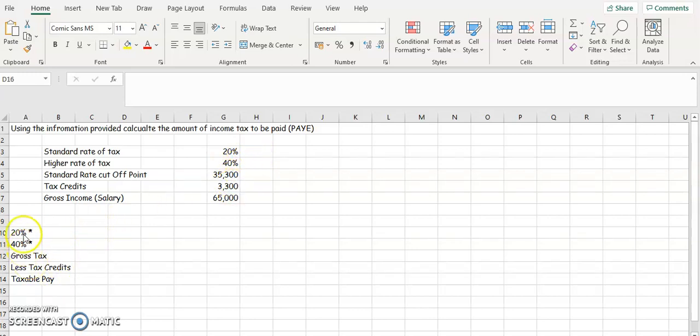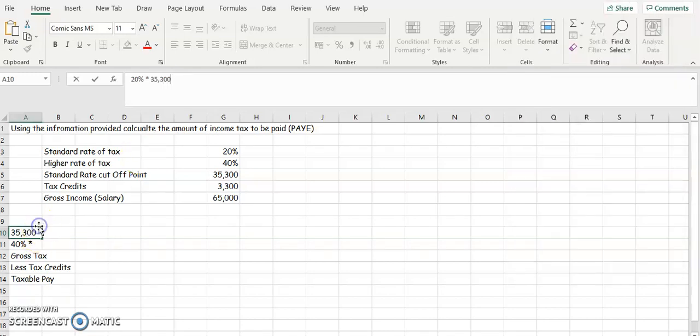So let's have a look at the first part, 20%. The standard rate of tax, 20%. How much do we have to calculate the 20% on? We calculate on the standard rate cutoff point. So these two words, standard rate, keep them together. So it's 20% of 35,300.